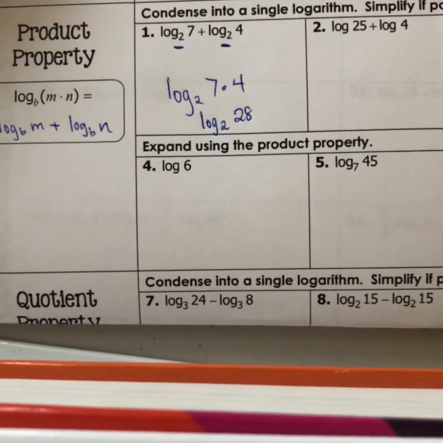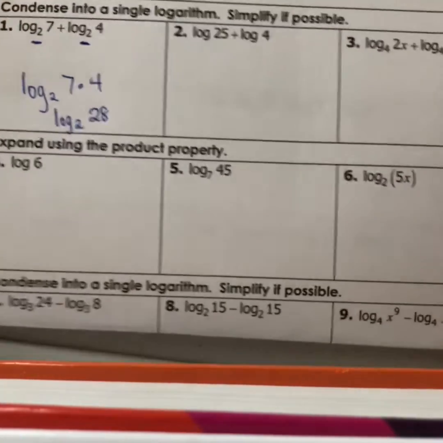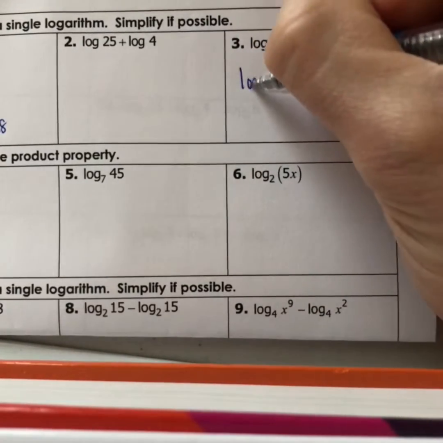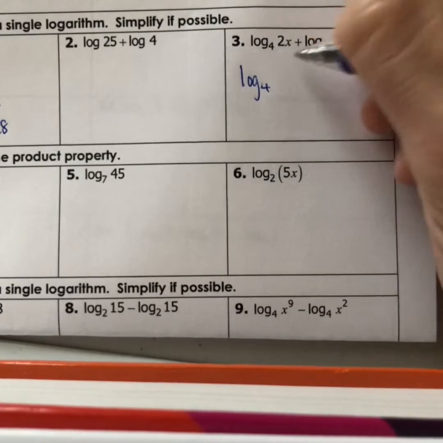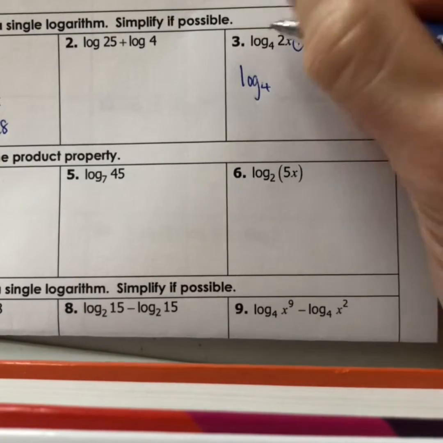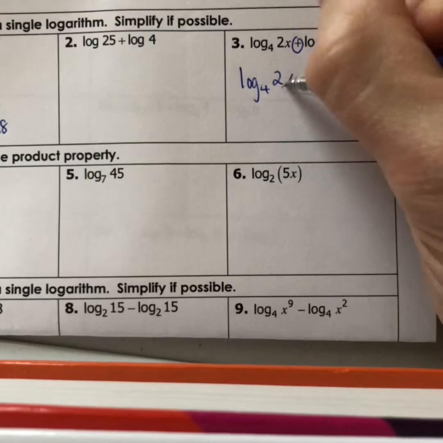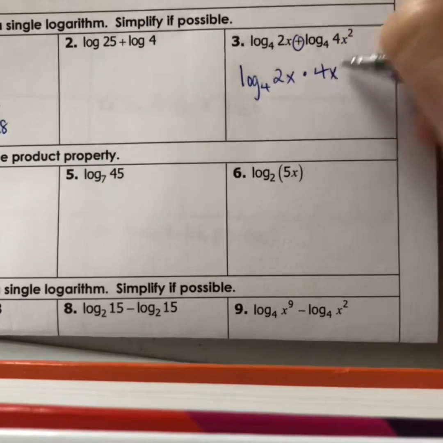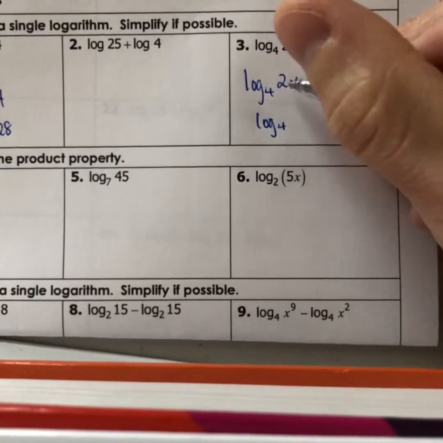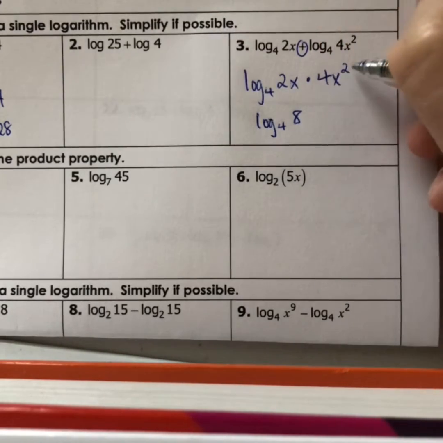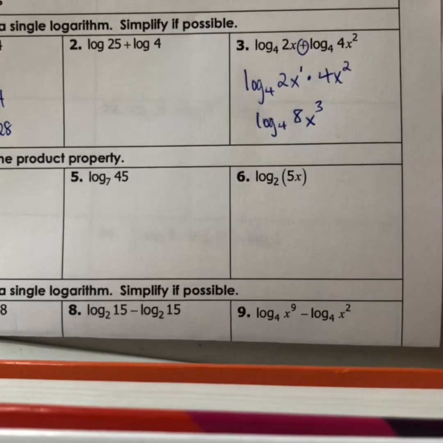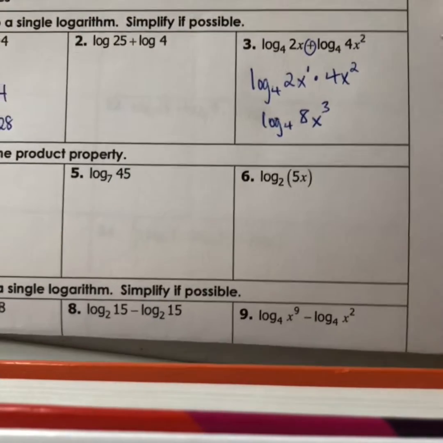of 28. You could do the same thing with the next one, and moving on to the third example, this one has some variables in it. Log base 4. They both have base 4, and we still see an addition sign, which tells us we can multiply these two terms, 2x times 4x squared. We have to recall some of our exponent properties here. Log base 4, 2 times 4 is 8. x times x squared, remember this has a 1 right here, so we're going to add those exponents to get 8x cubed. Hopefully that's not too bad.